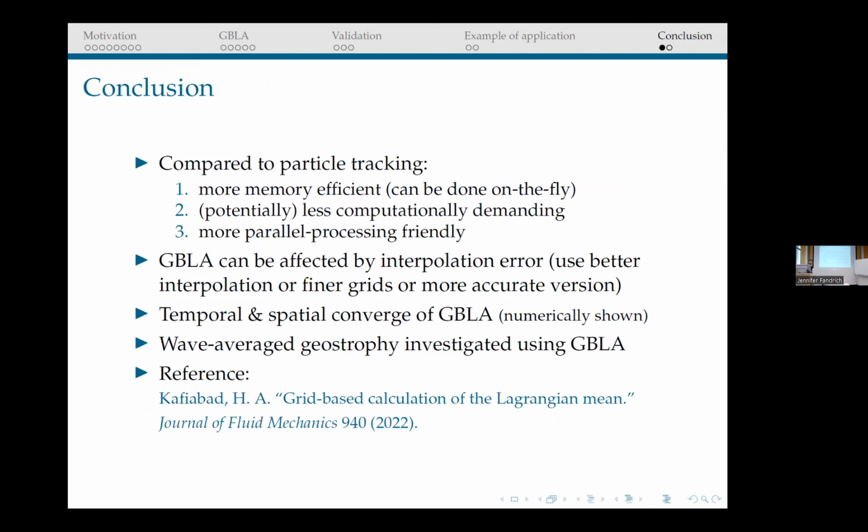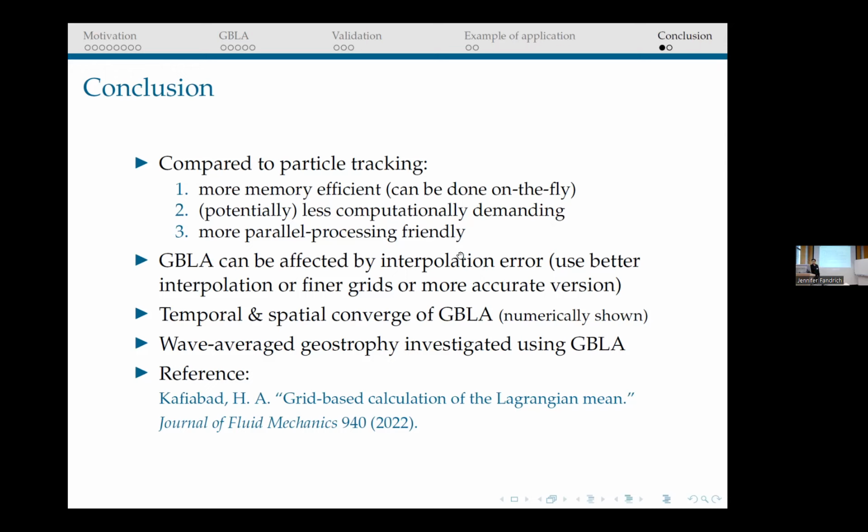So for conclusion, I came up with a method to calculate Lagrangian mean without tracking particles, which, in comparison to particle tracking methods, has several advantages. It's more memory efficient. I don't need to take time series or all the variables in time. I just need a few fields in two time steps, and I iteratively go forward.